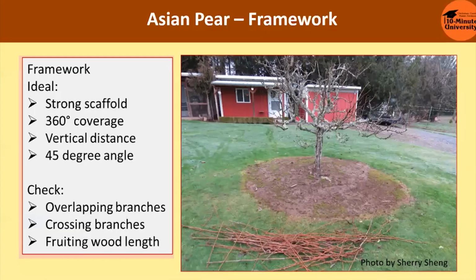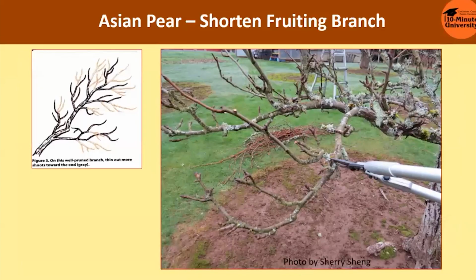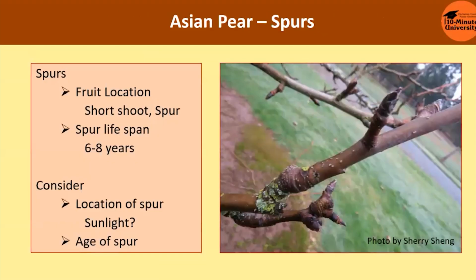Okay, so our Asian pear, look at the framework, see if anything needs to be adjusted. We found a fruiting branch that has grown too far from the center and is potentially at risk of breaking. Sure, you can brace it with a post every year, but we chose to shorten it. And we looked at the spurs.